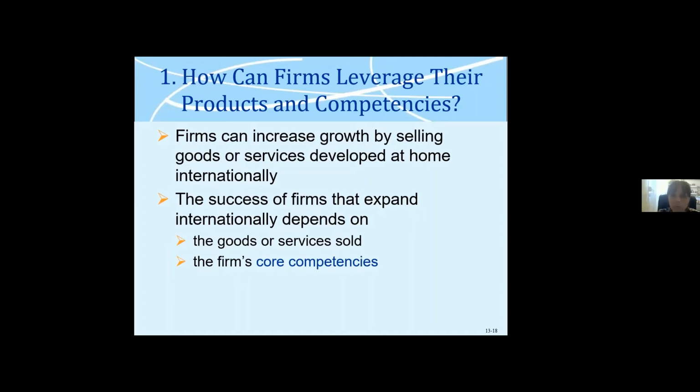Or automobile companies such as Volkswagen and Toyota also grew by developing products at home and then selling them in international markets. So the success of many multinational companies that expand in this way is based not just upon the goods or services that they sell in foreign nations, but also on their core competencies that underlie the development and marketing of those goods or services.